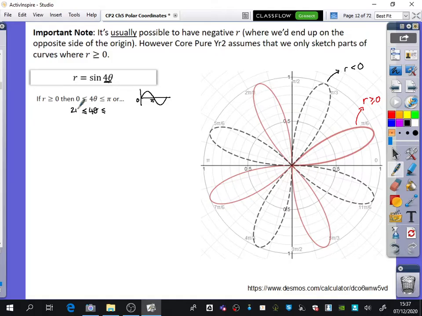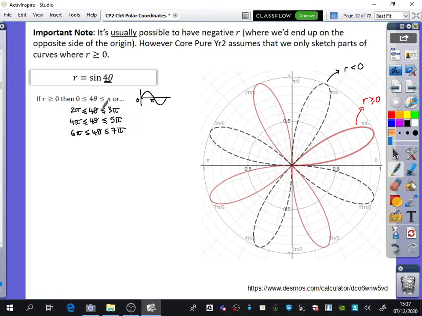Between 2 pi and 3 pi, because you can just add 2 pi onto both of those. Or between what and what? 4 pi and 5 pi. Or 6 pi and 7 pi. And you could obviously say also between 8 pi and so on. But why do you think I'm going to stop at this stage? Because it's going to be repeating.